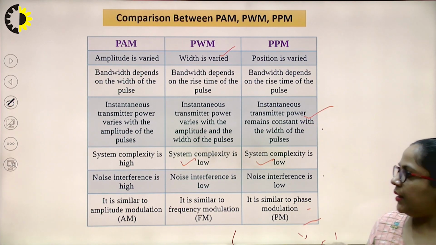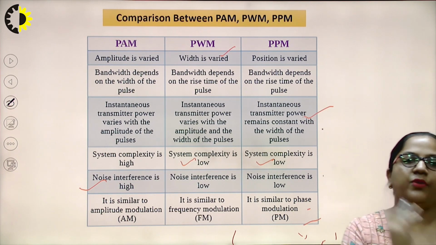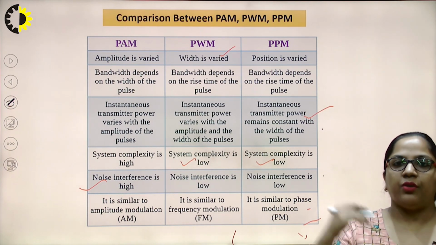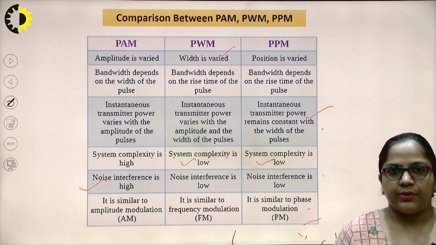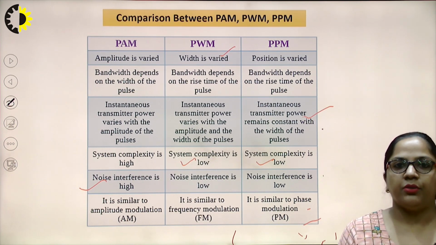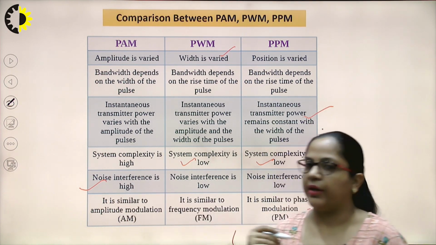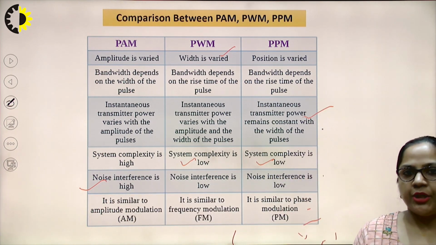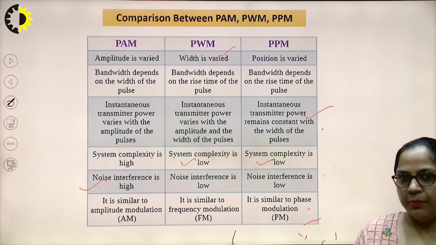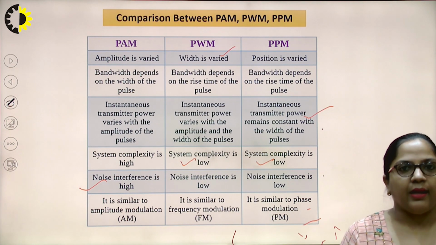In case of PAM, the effect of noise is more, as the information lies within the variation of the amplitude of the carrier pulses, and the effect of noise is also more on the amplitude of the transmitted signal. So in case of amplitude modulation, whatever kind of amplitude modulation it will be, the effect of noise will be more, while in case of PWM and PPM, the effect of noise is less.